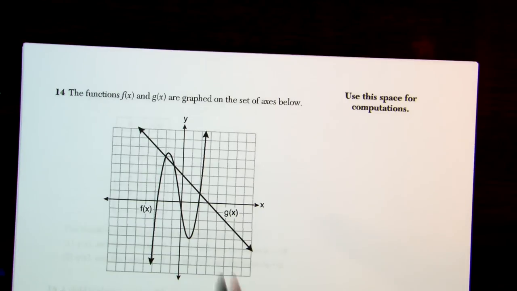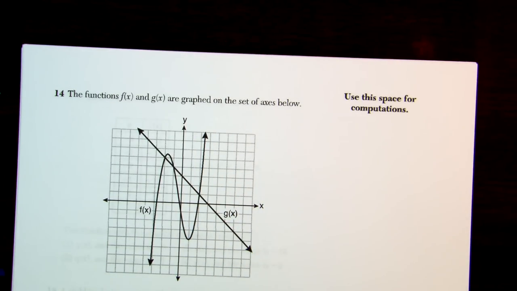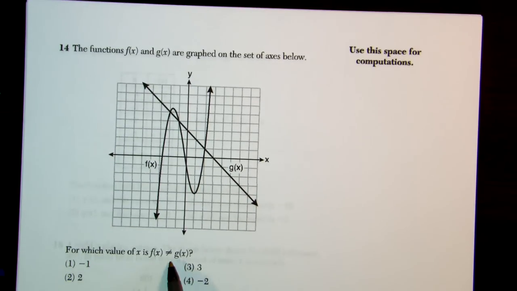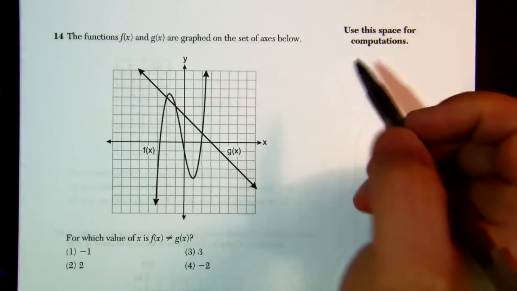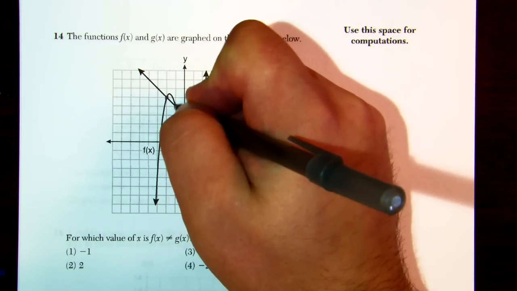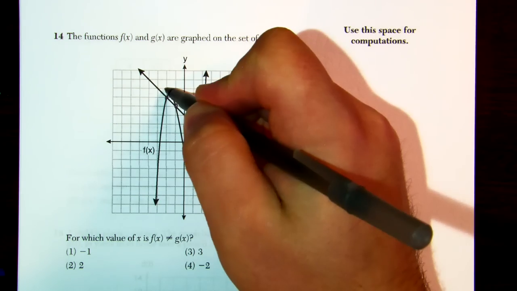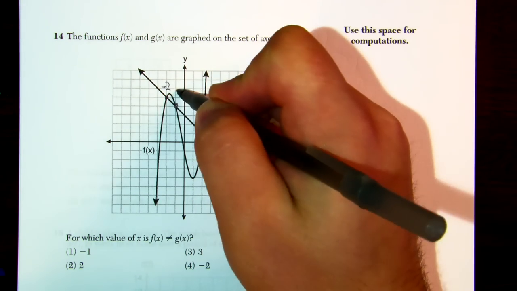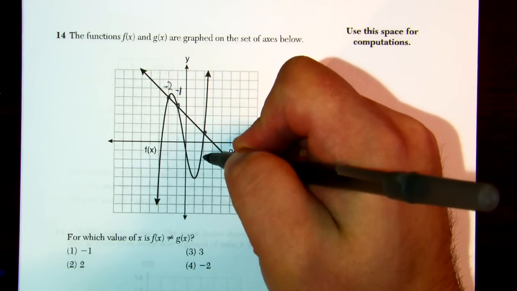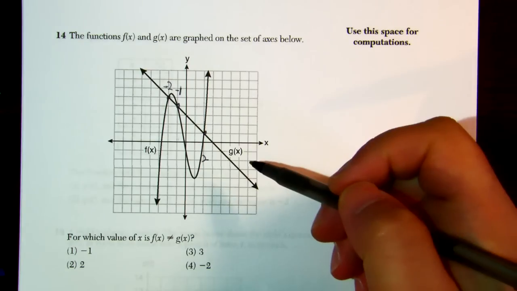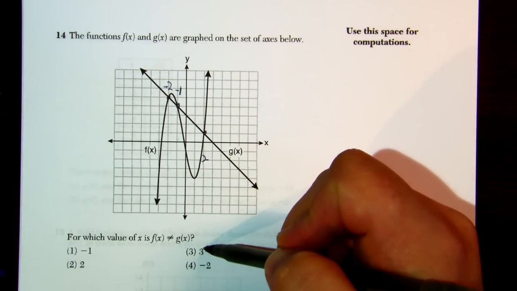14. The functions f of x and g of x are graphed in the set of axes below. For which value of x is f of x not equal to g of x? So if you look at this one here, right where they intersect are going to be our solutions where they're equal to each other. And the x value here, we're at -2. Over here, this x value is at -1. Over here, this x value is going to be at a +2. So the only one that it's not showing here is choice 3, where it's 3.